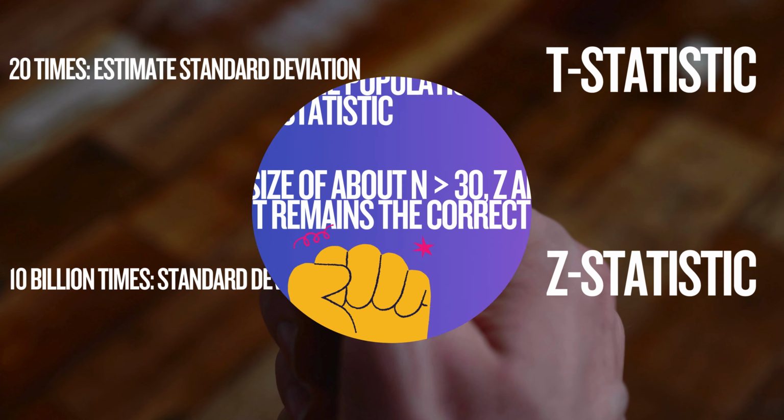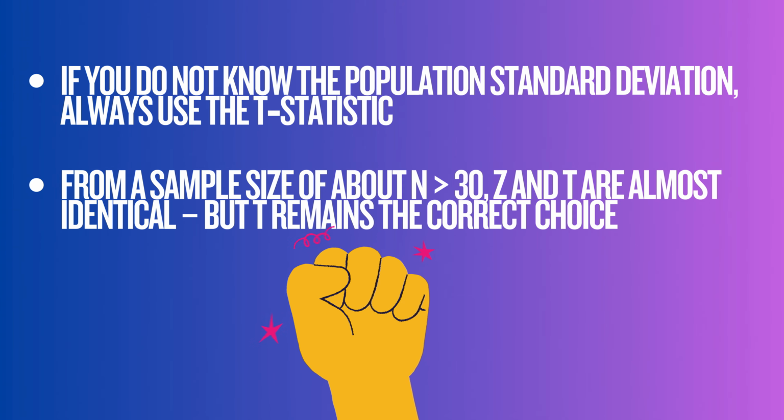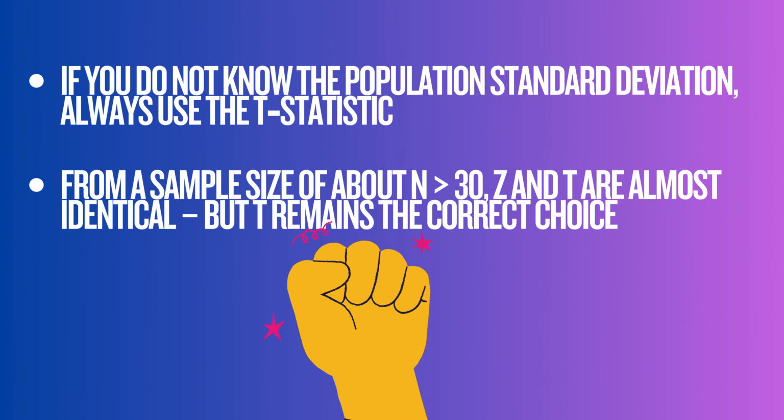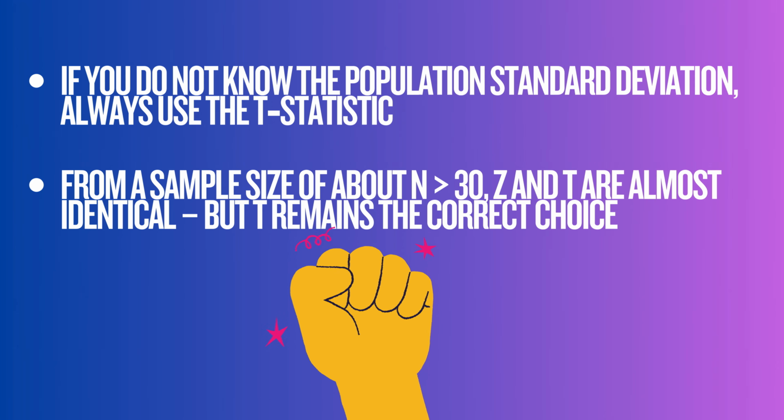Finally, here is the rule of thumb that is correct in 95% of all cases. If you do not know the population standard deviation, always use the t-statistic. From a sample size of about n greater than 30, z and t are almost identical, but t remains the correct choice.